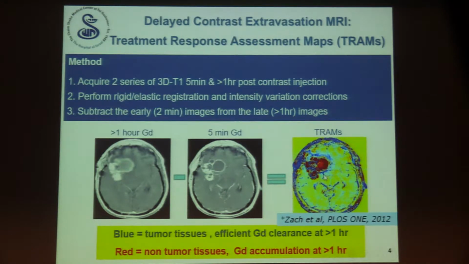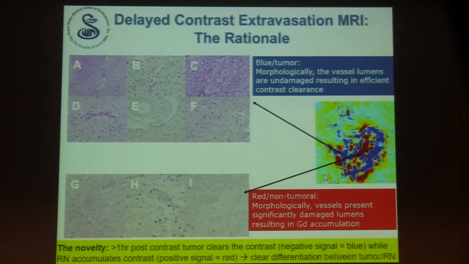And what we found by comparing the pre-surgical TRAMs with histology in over 50 patients was that blue regions in the TRAM represent morphologically active tumor, while red regions represent everything else, including treatment effects. And we believe the rationale stems from the morphology of the blood vessels in these regions.